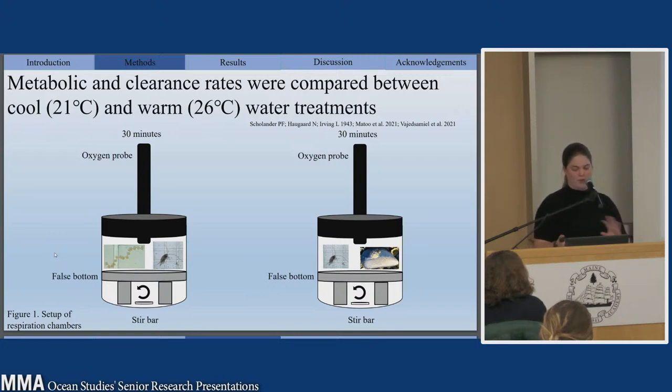Once the last treatment is done, I find the difference in concentration of plankton after it was exposed to a mussel in the chamber, and then I use the oxygen consumption data to find the net metabolic rate of the mussel. All this data is statistically analyzed through SPSS using a non-parametric Mann-Whitney U test. This test is to show if there were significant differences in my metabolic rates and plankton clearance rates between the 21 and 26 degrees Celsius treatments.